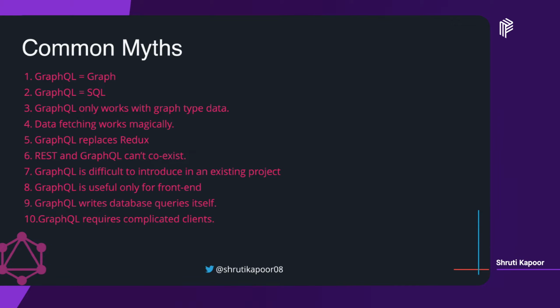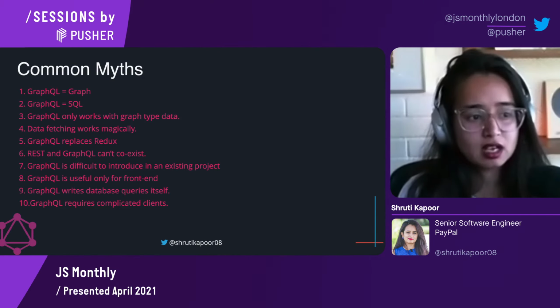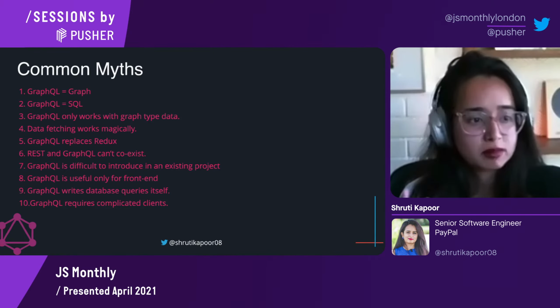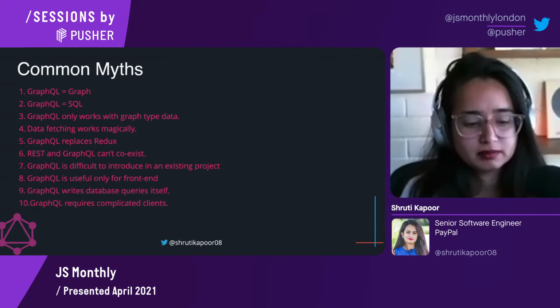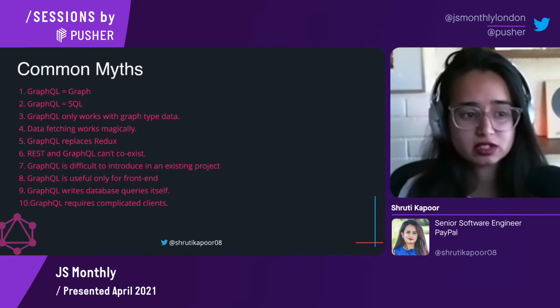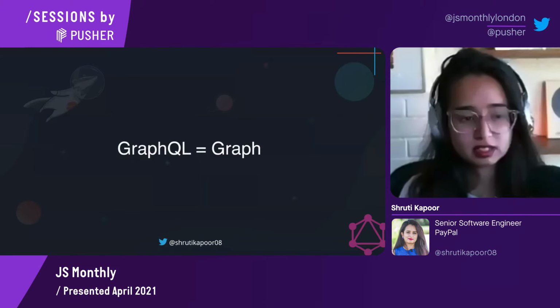The first misconception that most people have is that GraphQL is similar to Graph, or that GraphQL is similar to SQL because of the QL. Also, another misconception is that it only works with graph type data. And I think maybe because of the way we present GraphQL, it feels that GraphQL does the magic of fetching data automatically. Another thing I think that a lot of people have is that with GraphQL, you don't need to manage your data on the client side, or like you don't need Redux. And that REST and GraphQL can't coexist because GraphQL is very different from REST. And because it feels that GraphQL is so difficult to onboard, a lot of people have the misconception that GraphQL is really difficult to introduce in an existing project. So let's look at some of these misconceptions in detail.